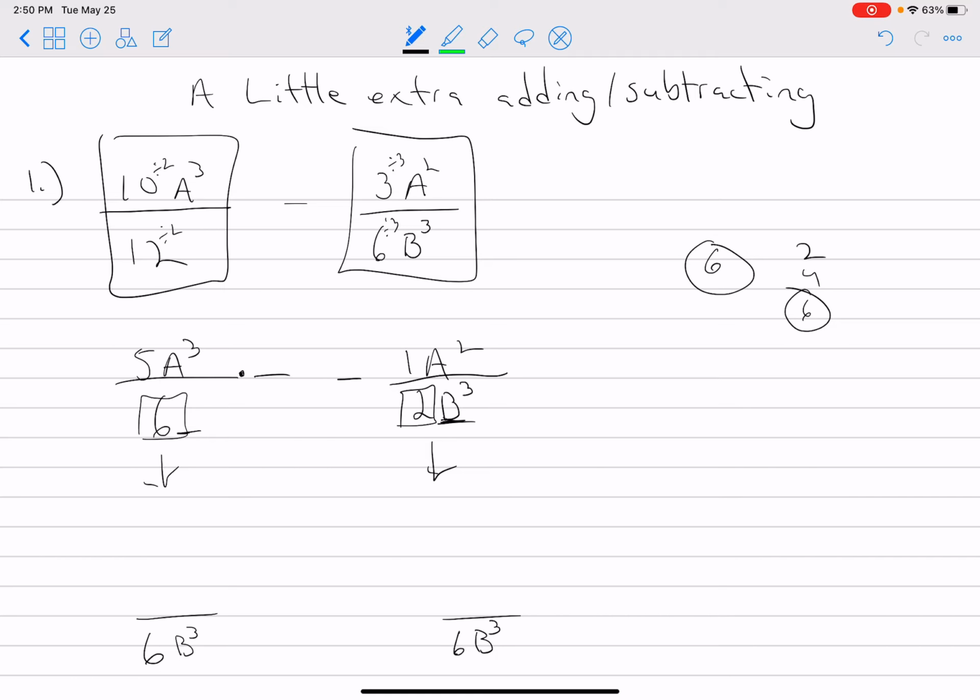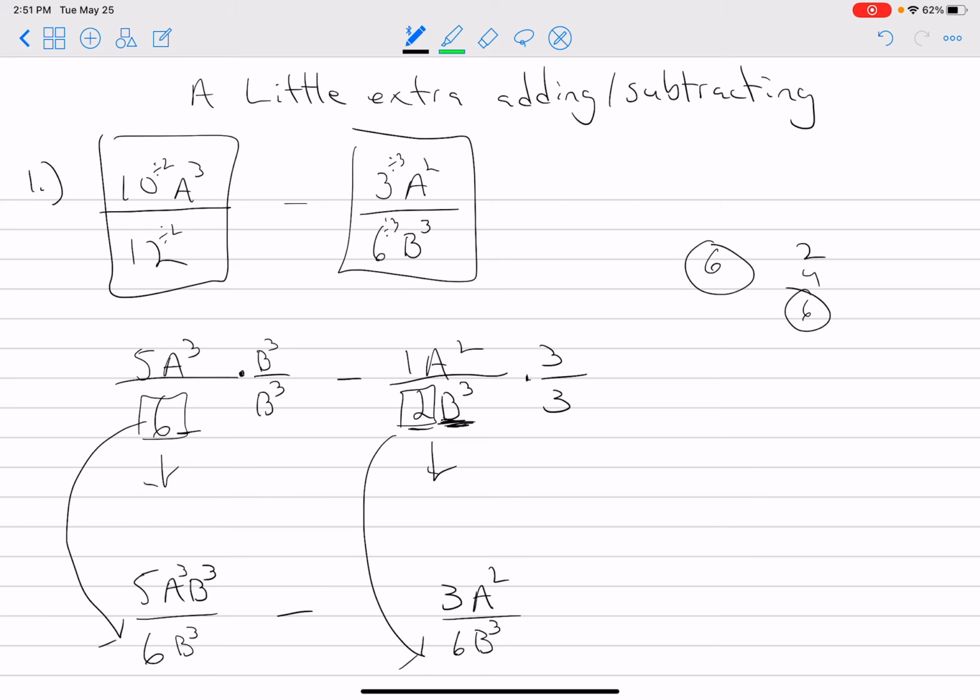Now I've got to figure out, what do I need to multiply 6 by to become 6b to the 3rd? I've got to multiply it by b to the 3rd. So I get 5a to the 3rd, b to the 3rd, minus, what do I have to multiply this by to get 6b to the 3rd? Well, I already have b to the 3rd, and I have 2, so I just have to multiply it by 3, and I get 3a squared. Now I subtract, with 6b to the 3rd in my denominator. There's nothing I can do with these. They're not like terms. So all I have is 5a cubed b cubed minus 3a squared. I'll just have to subtract them. That's it.